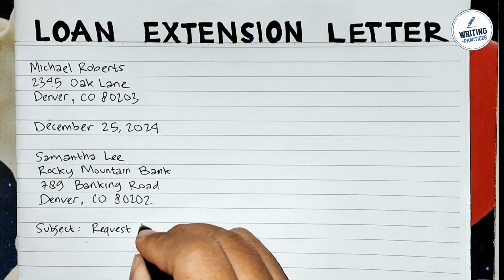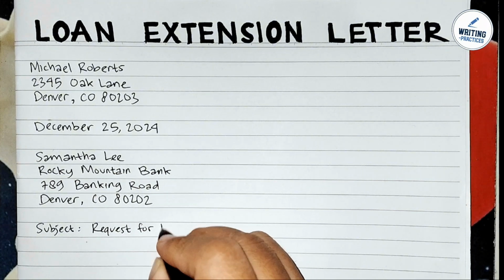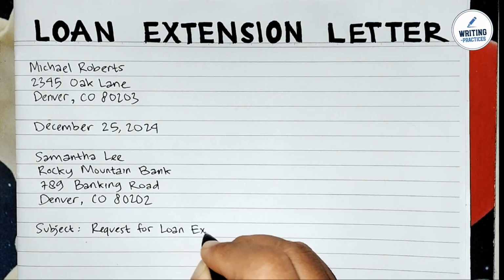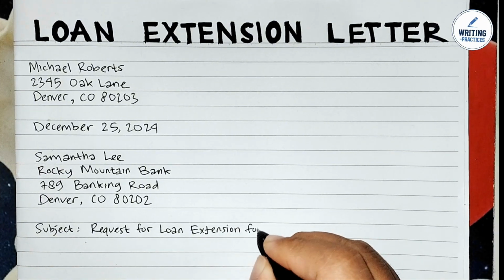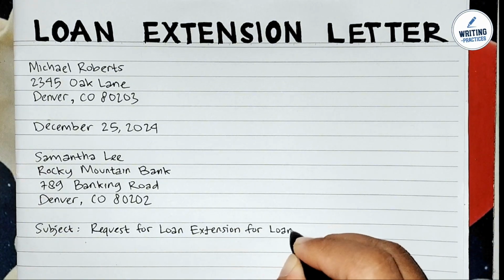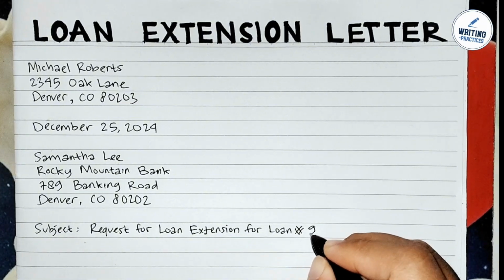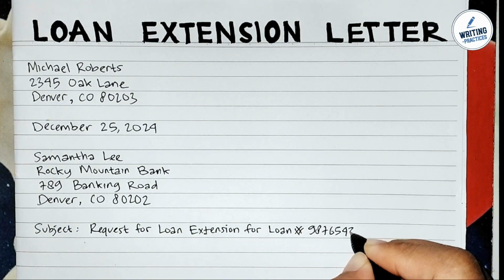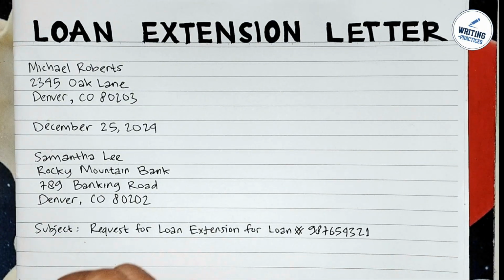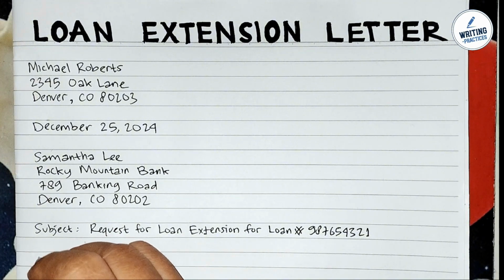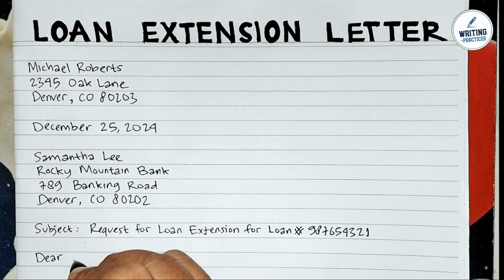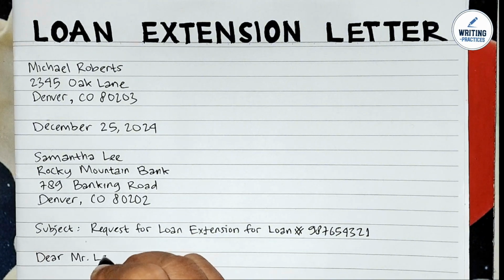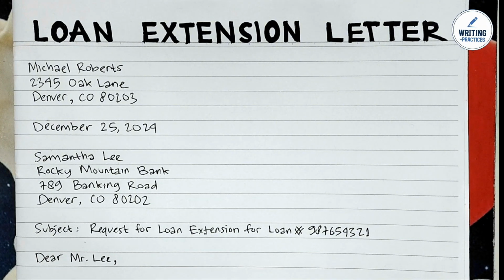After completing this information, you can then write the subject of the letter. Simply, you can write, "Request for loan extension for," followed by the code or number of your loan. For the next, you can write a formal salutation. If you don't know their name, you can simply write "Dear Sir or Madam." And if you know, you may write, "Dear Mr. or Ms. or Mrs.," followed by the name of the recipient.